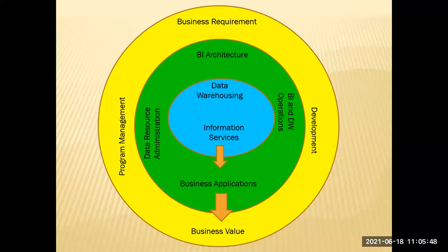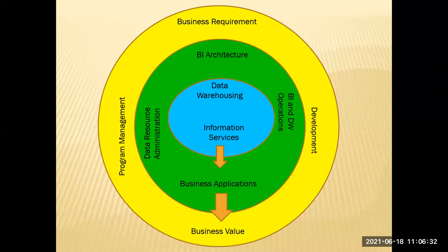Then you have the second one. As you move inside the ring, the layer in green color is the administration and operation layer. This again contains business applications, data resource administration, BI architecture, and BI and DW operations. And the third layer, the last one, the ring in blue color, is your implementation layer. The implementation layer has two components, that is data warehousing and information services. So this is the BI component framework.